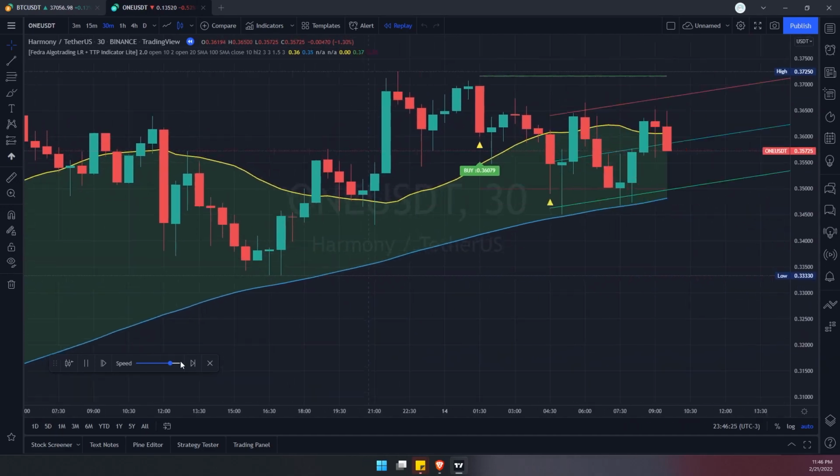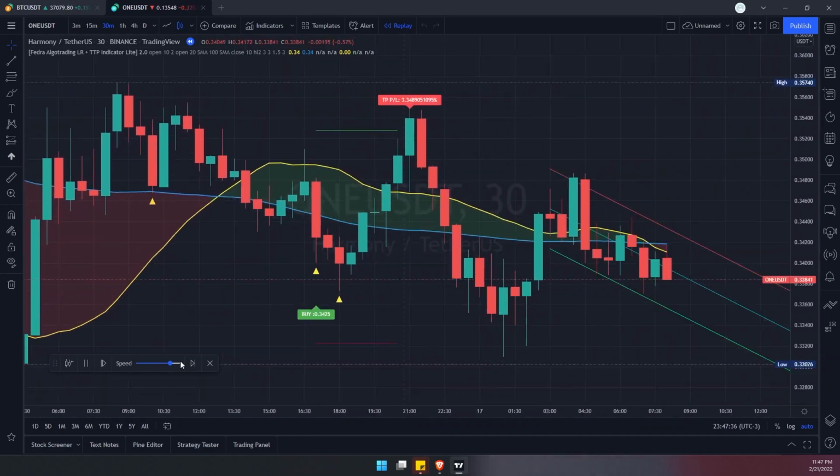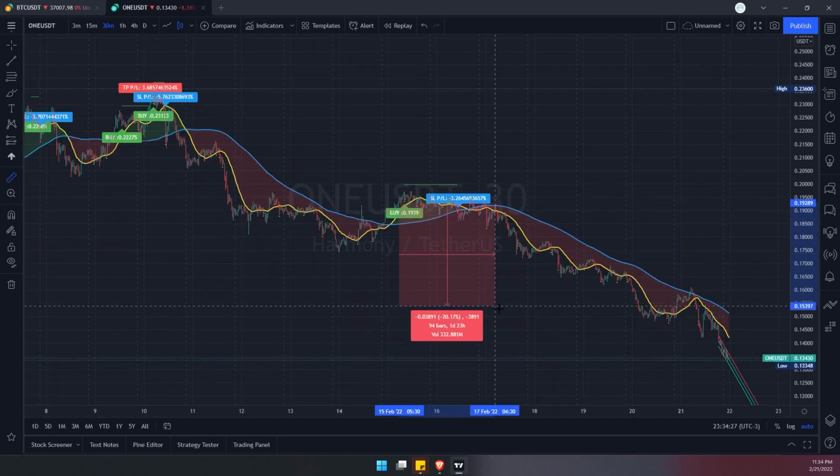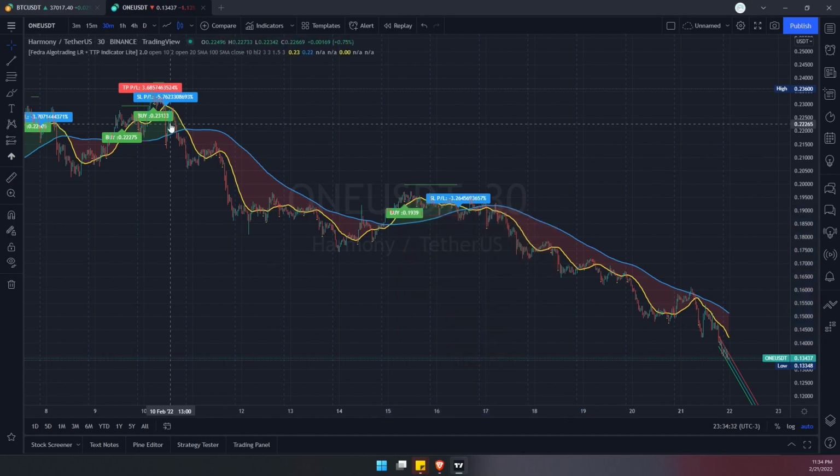You can see how the trend filter does a great job of keeping you out of the market in adverse situations. In this period my stop loss was hit twice, but even then the losses would have been much higher if I had continued trading.